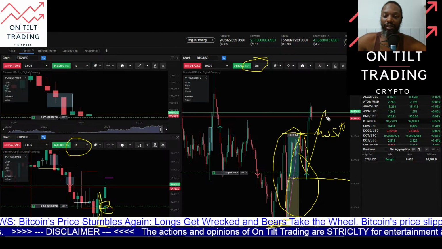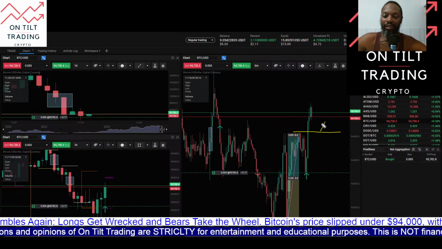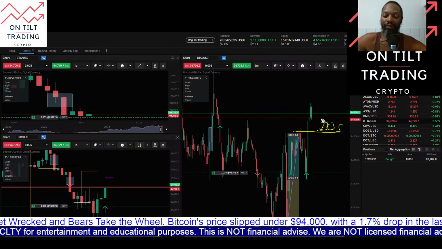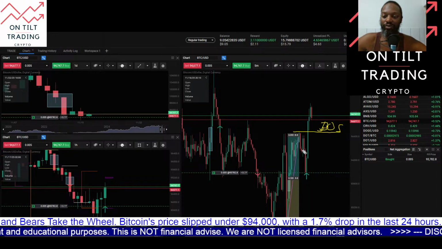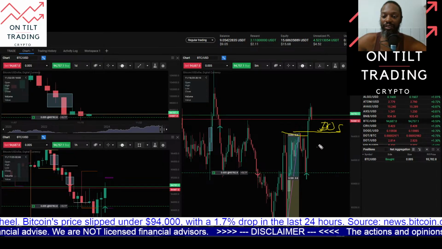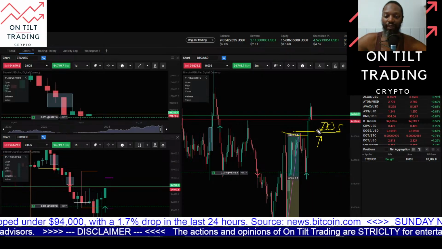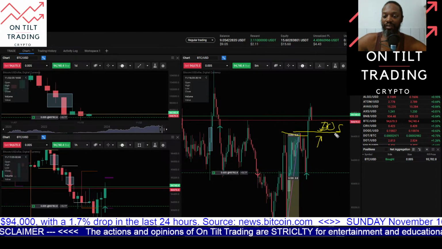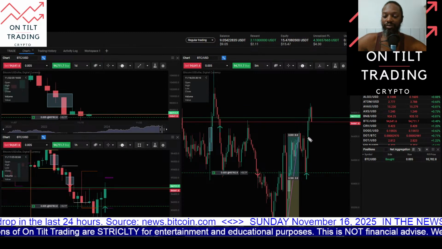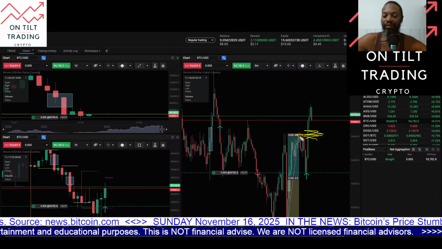And then you can see price now delivering to the buy side, putting in a break of structure right here. So the market structure shift here signals the potential for further buy side delivery or reversal. And this break of structure is another confirmation of that. And then there's the potential to add to the position, likely in this fair value gap right here.